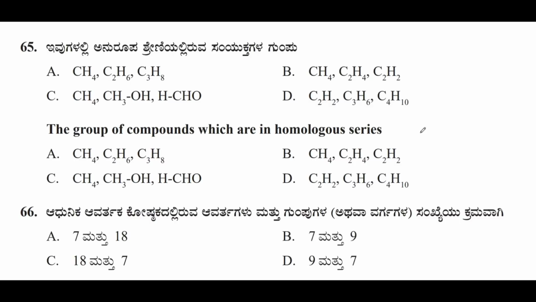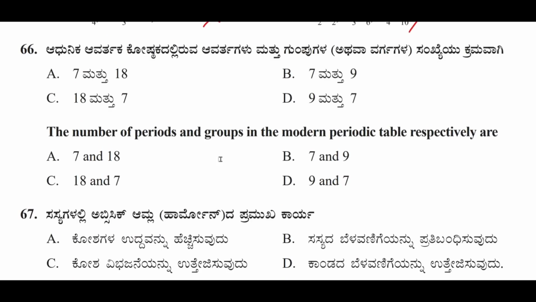Next question. The group of compounds which are in homologous series. In homologous series, the successive members differ by 1 carbon atom and 2 hydrogen atoms. Therefore, in all the 4 options, in option A the successive members differ by CH2. Therefore, the correct answer is option A, CH4, C2H6, C3H8.